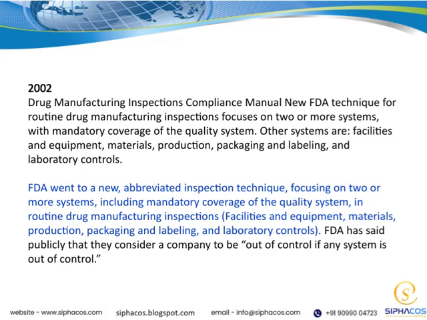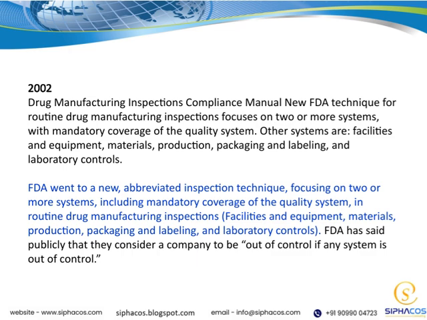In 2002, the FDA introduced a new approach for drug manufacturing inspections with a focus on compliance. They developed a manual specifically for these inspections, emphasizing a more targeted, risk-based method. The key shift was that instead of inspecting every system in detail, the FDA now concentrates on 2 or more systems during each routine inspection. Importantly, they always include the quality system as a mandatory coverage area.